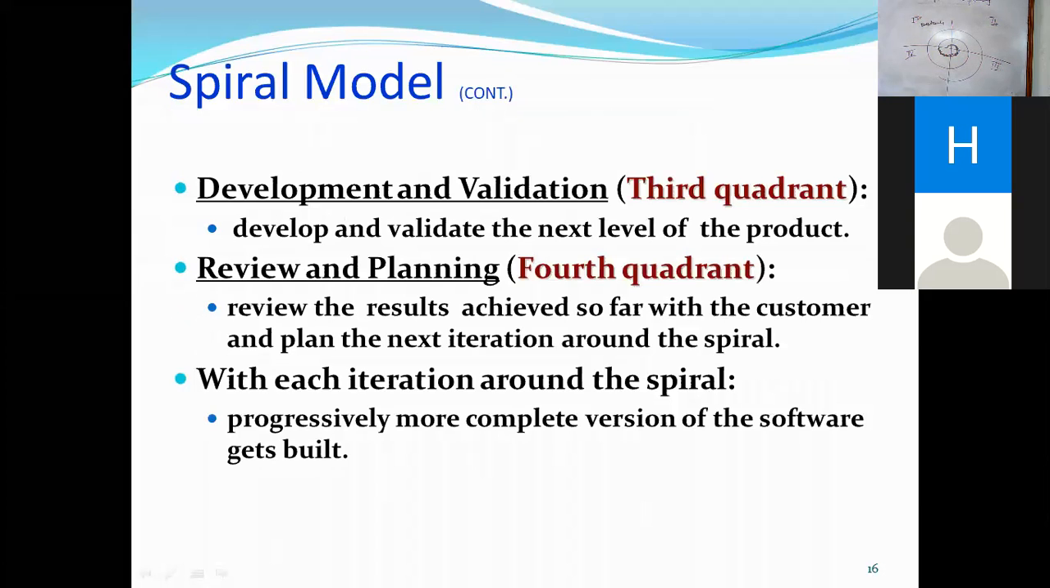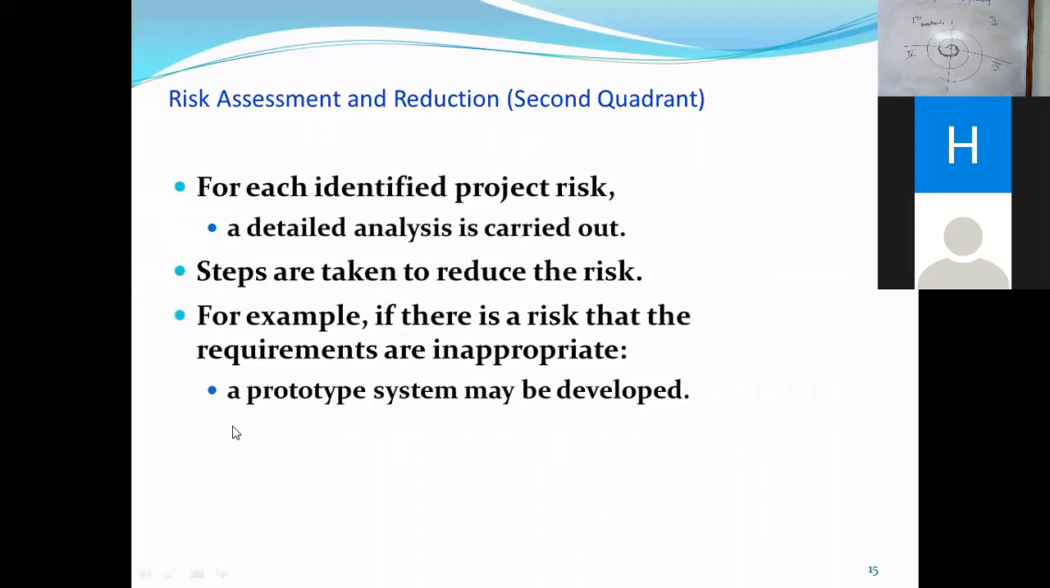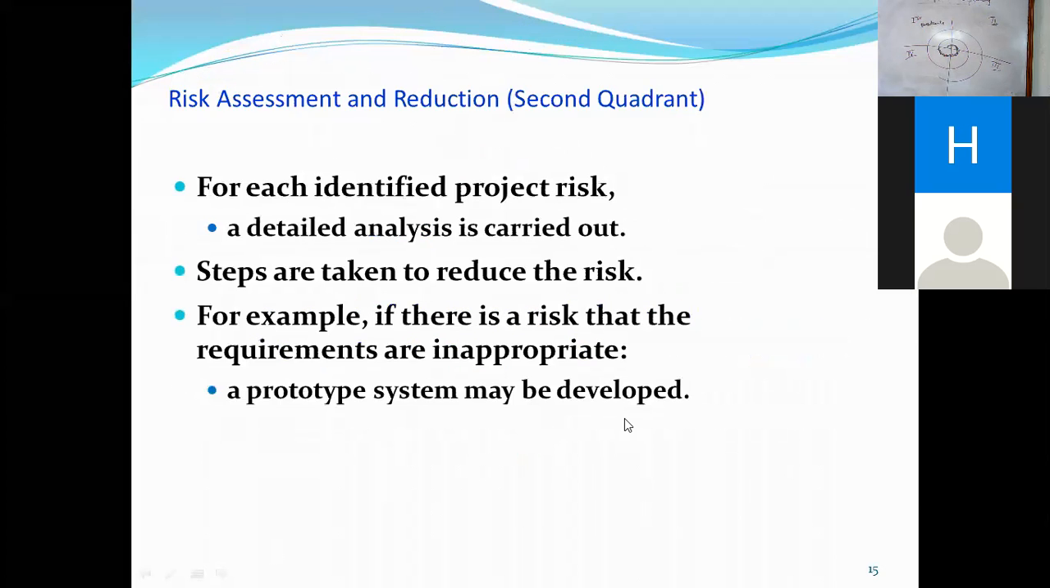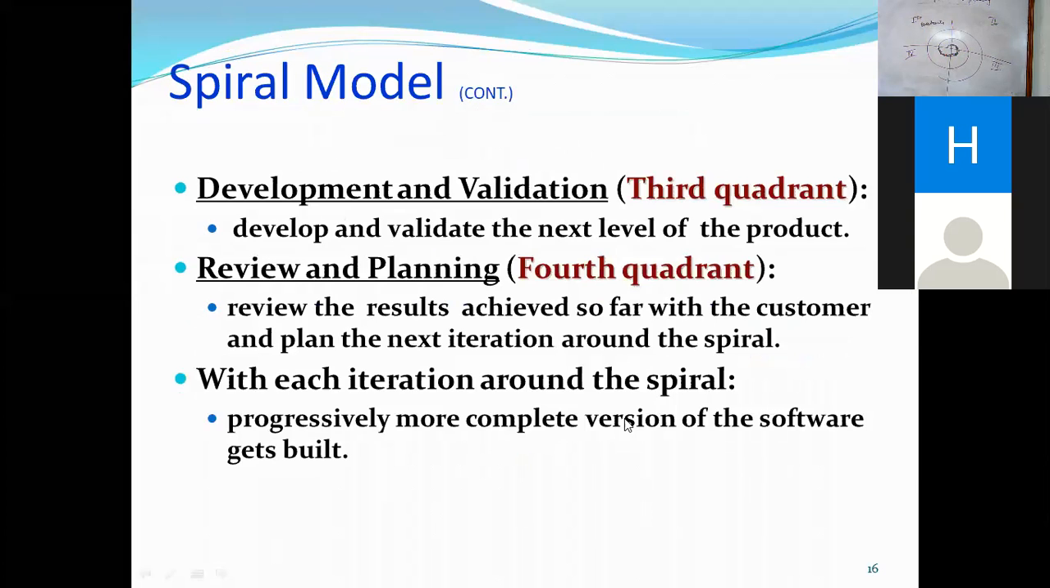So in the third quadrant, what is the third quadrant? I will show you on the diagram here. The next level of product. So developing and validation is carried out in the third quadrant. Develop and validate the next level of product. Now, what is the next level of that same product, of that phase, and that is the concern in the third quadrant.